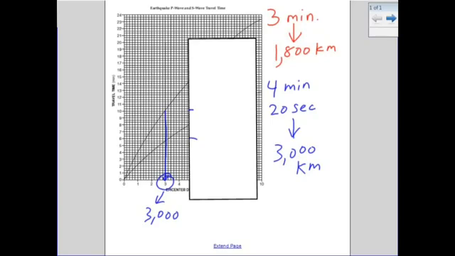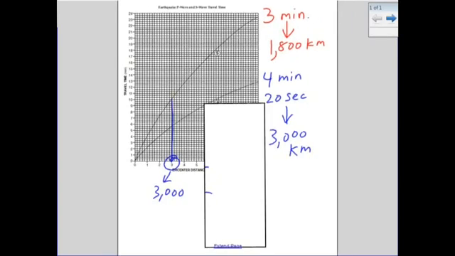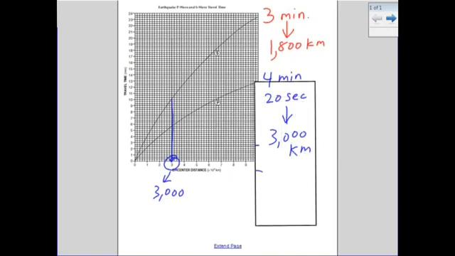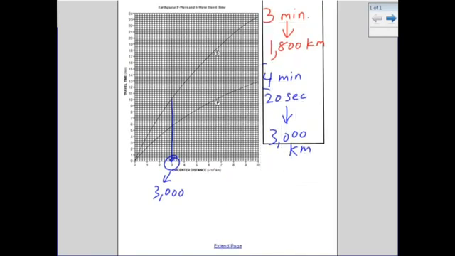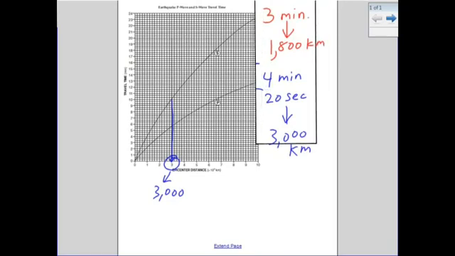Okay, now let's talk a little bit about this detail. If the earthquake is 3,000 kilometers away, all right, actually just move this up here. If this earthquake is 3,000 kilometers away, that means that it took the P wave, we would look right here, the P wave travel time, 5 minutes and 40 seconds, all right?